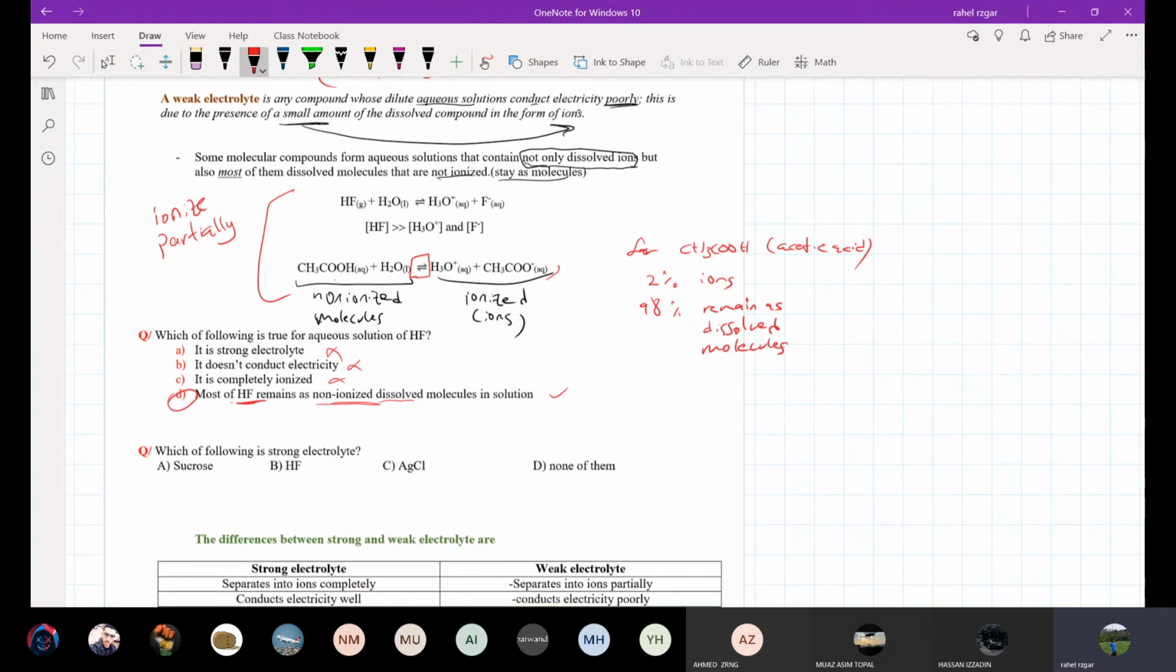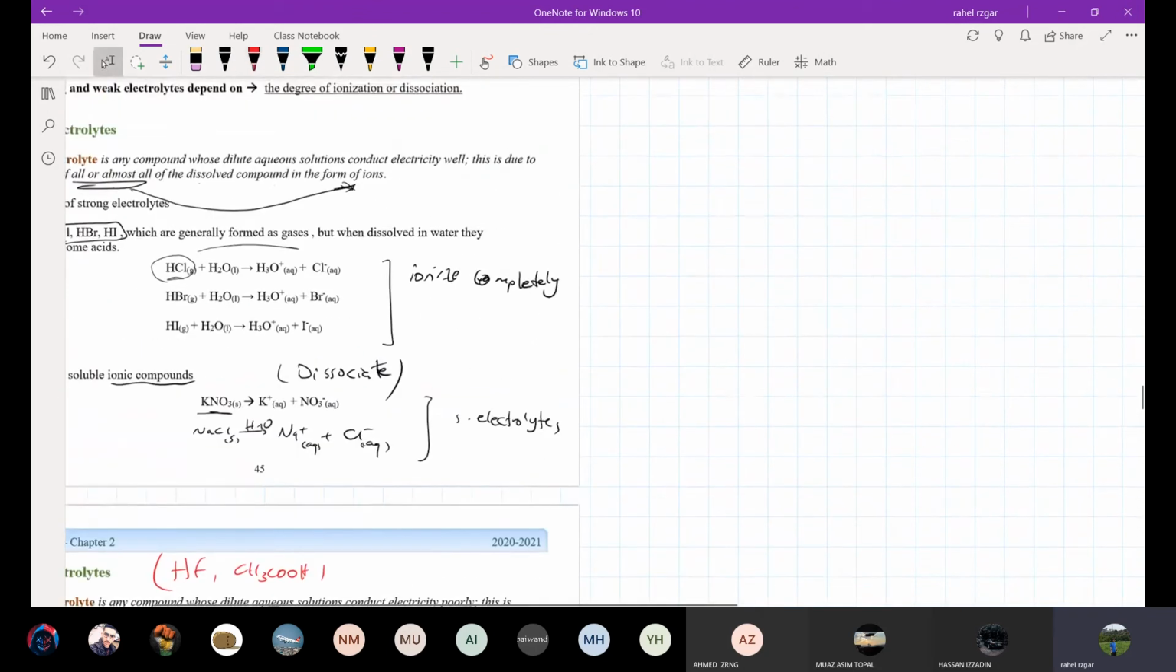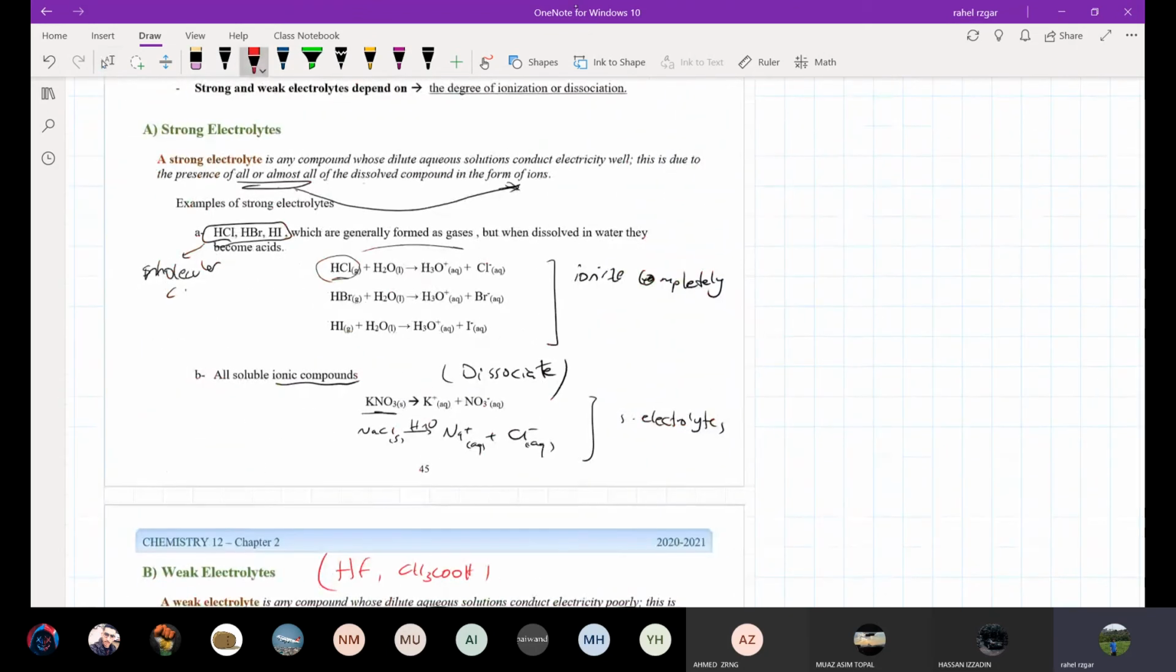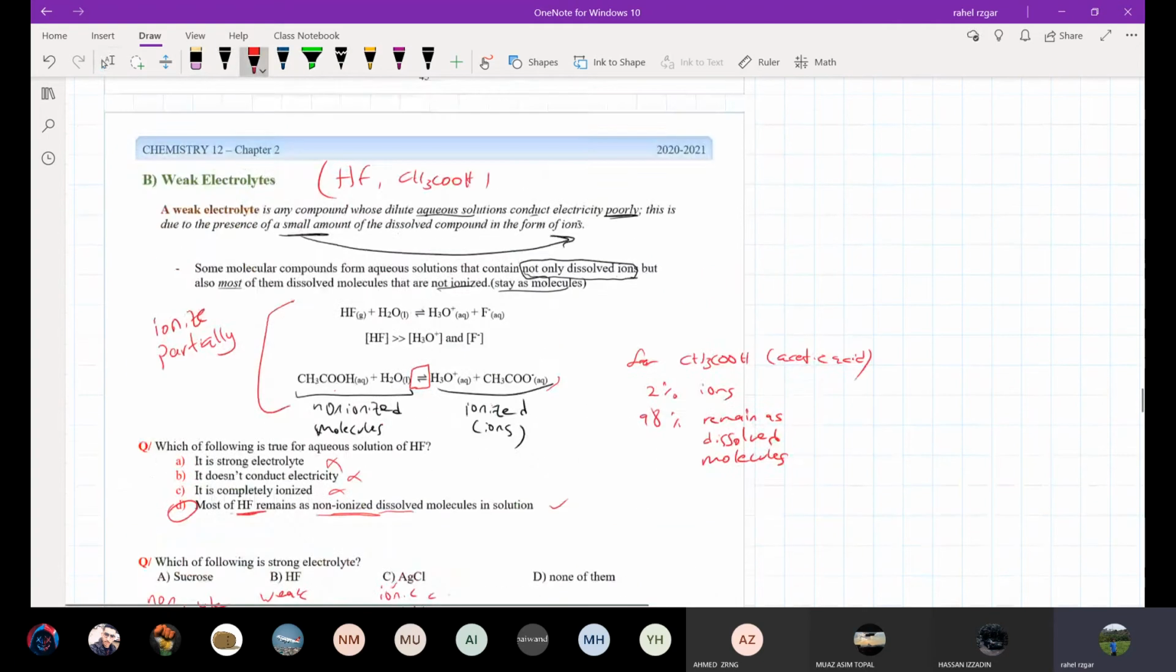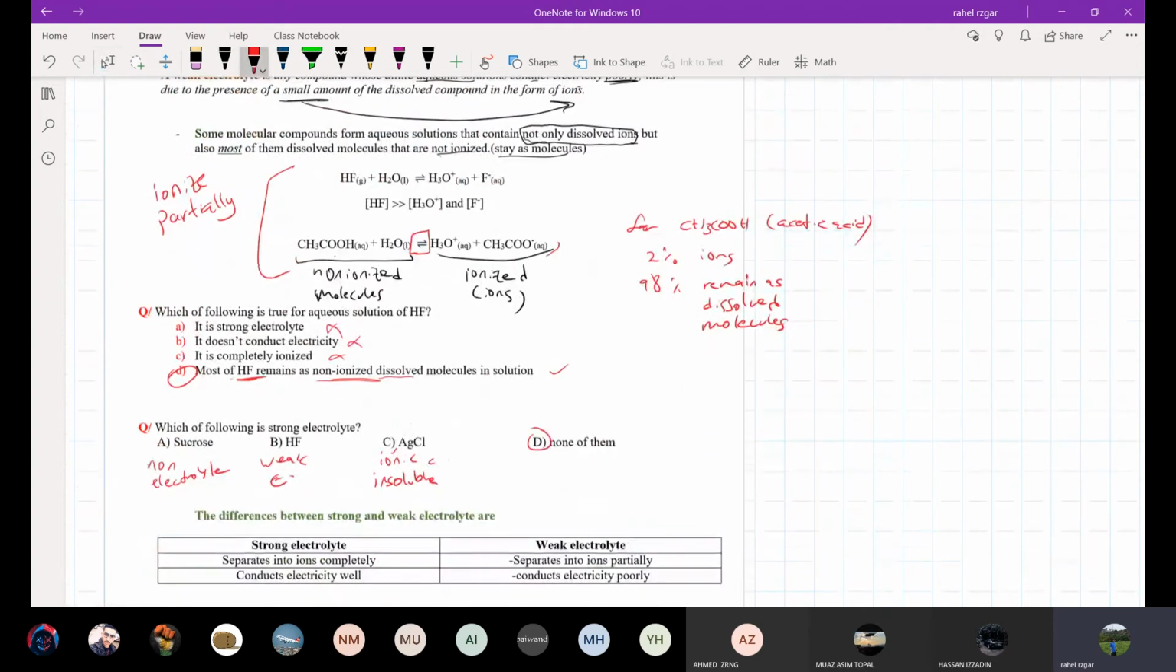Why? Because they say AgCl is an ionic compound. Yes, you are right. AgCl is an ionic compound, but it is not soluble, so it's insoluble. HF is a weak electrolyte. Sucrose is a non-electrolyte. So in order to become a strong electrolyte, it's either those three, or the ionic compound must be soluble. AgCl is not soluble. So the answer is D.